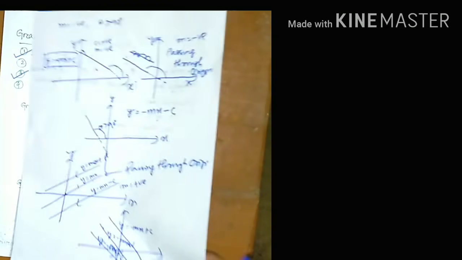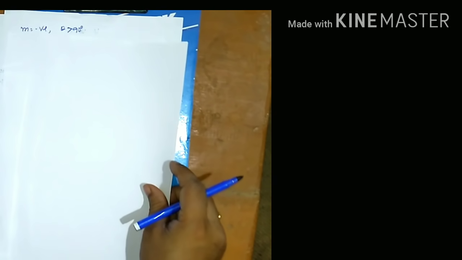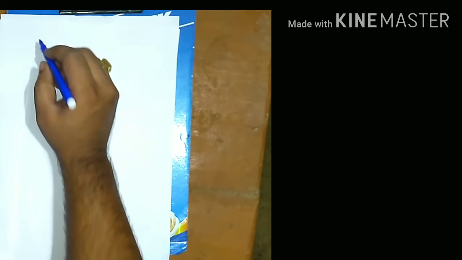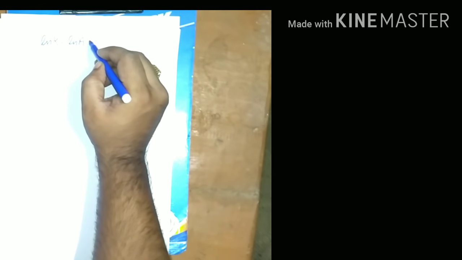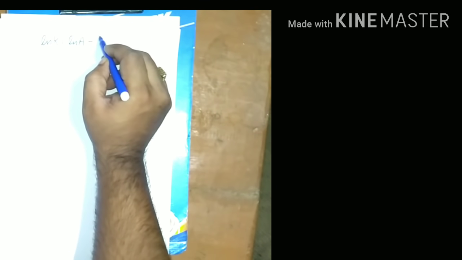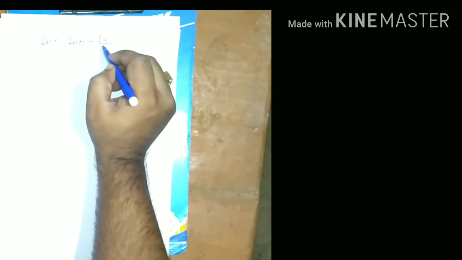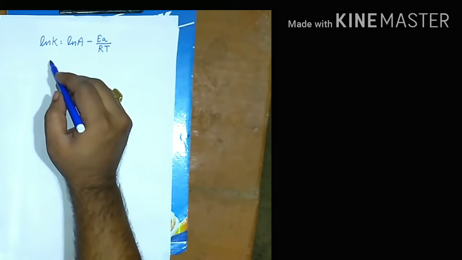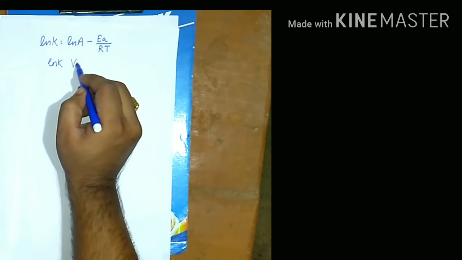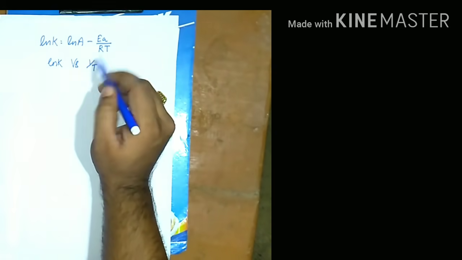I can give you an example of this. Let's suppose I am giving you an equation: ln k equals ln A minus EA by RT. Now forget about what is ln k, what is ln A, what is EA, what is R, what is T, you don't know anything. And you are asked to plot the graph ln k versus 1 by T. You are asked this question.